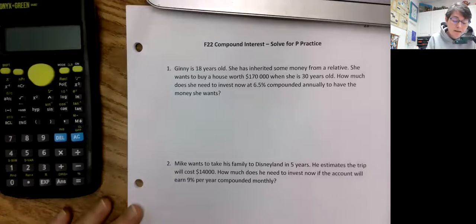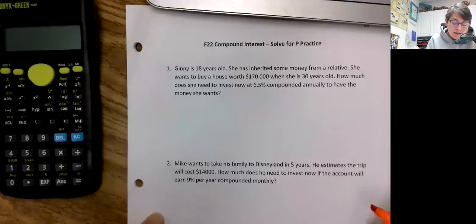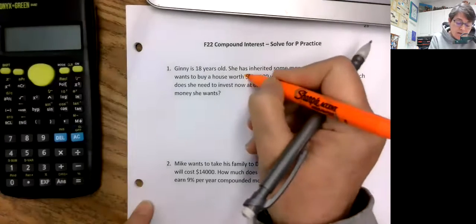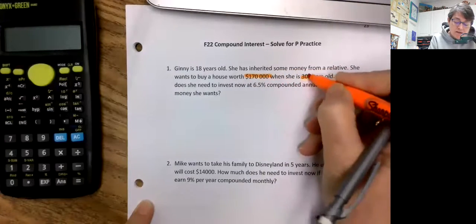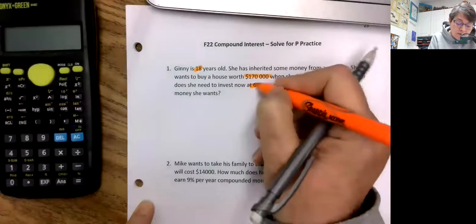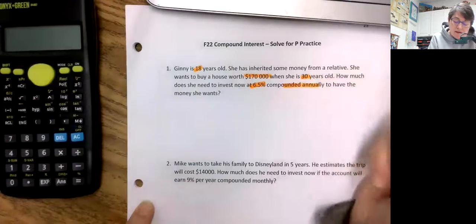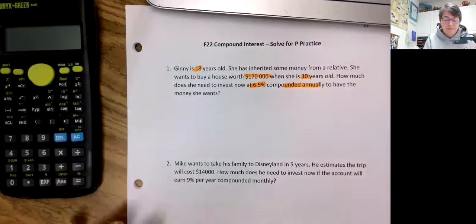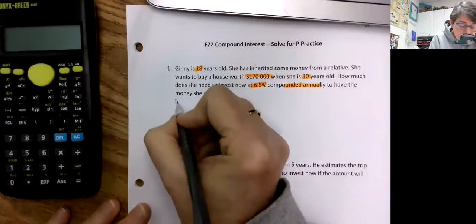All right. Jeannie is 18 years old. She's inherited money from relatives. She wants to buy a house. Okay, so this looks like what we're going to end up with. And she's 30 years old. Okay, so paying attention there. We got two ages. So I know right away we're going to have to subtract to see how many years that is between 18 and 30. And 6.5%. And we got to remember to look for compounding. So APIN.